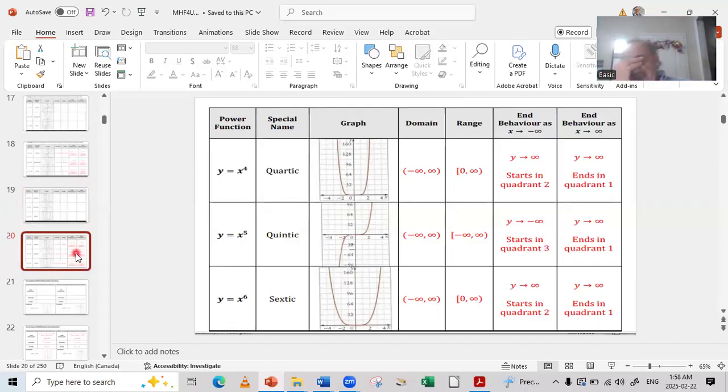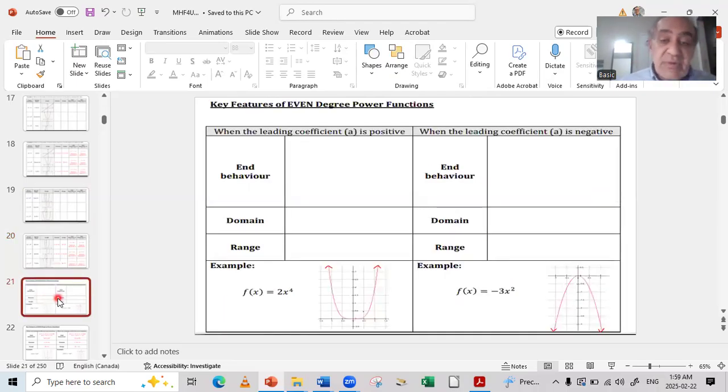So that was for the domain and range. And for the end behavior, where it starts and where it ends, we can say the odd powers will start in quad 3 and go to quad 1. And we can say that the even powers will start in quad 2 or quarter 2 and end in quarter 1. One thing more, the leading coefficient will tell me if any parts of this function will be drawn in the positive or negative area or not. And that's what we will see right now.